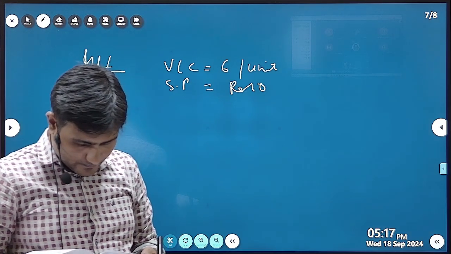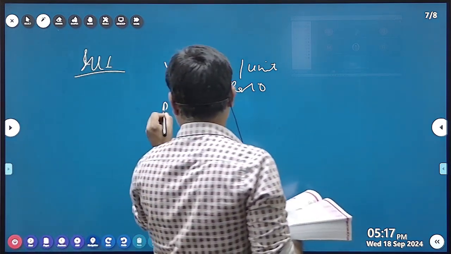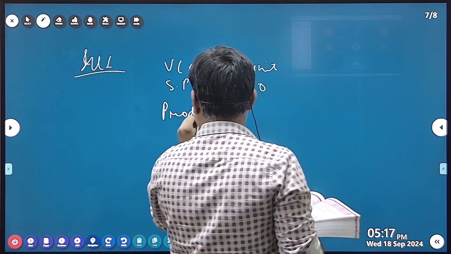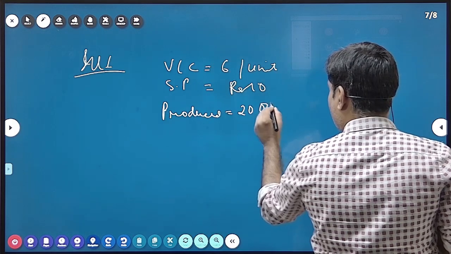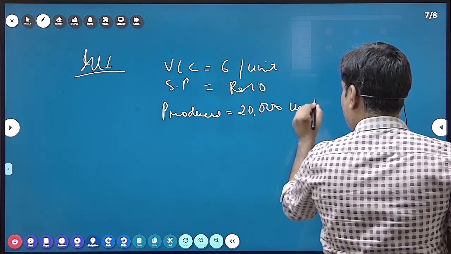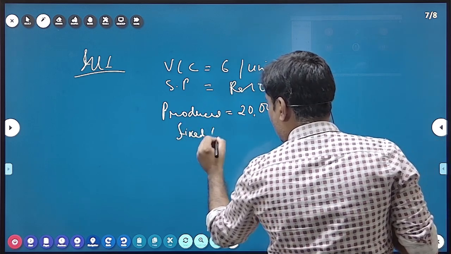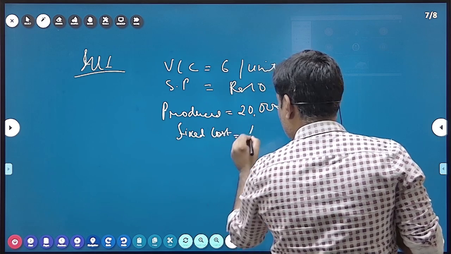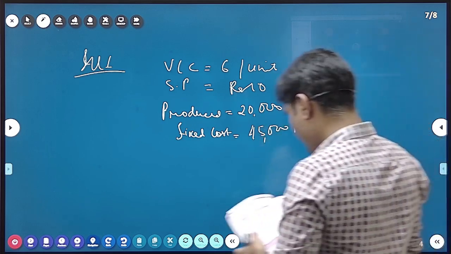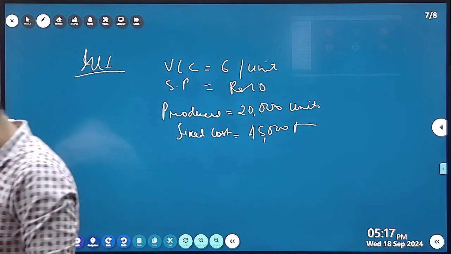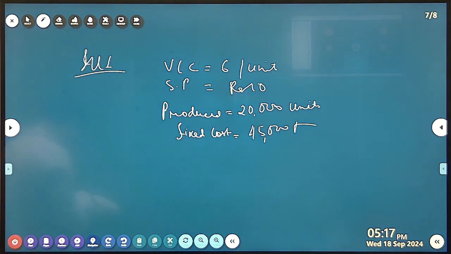Okay, no opening unit. During the month, 20,000 units were produced. Produced how much? 20,000 units. And fixed cost is your 45,000, right? Required: calculate the contribution and profit for September 2021 using marginal costing principle.